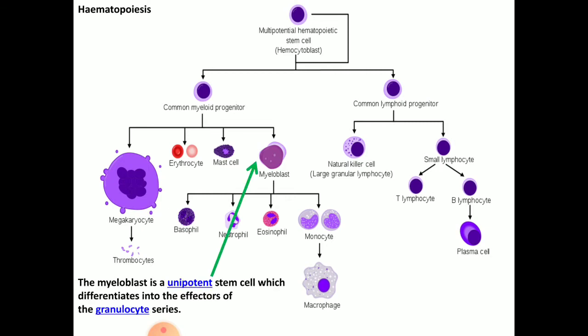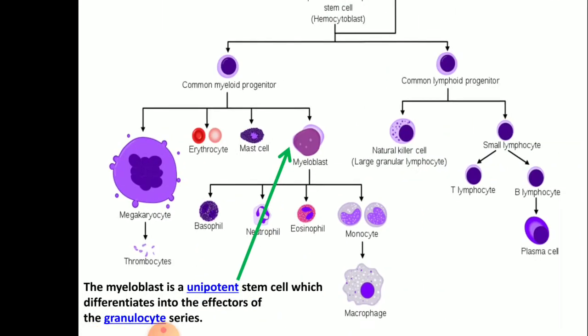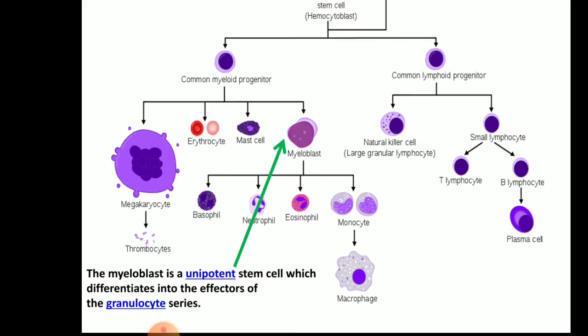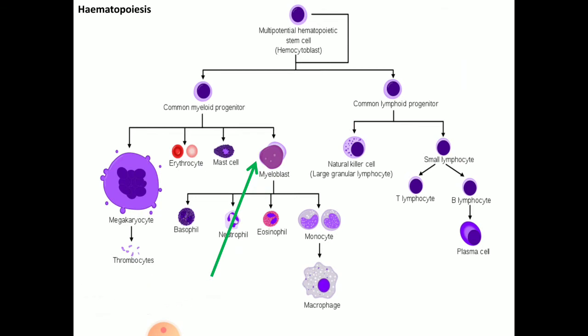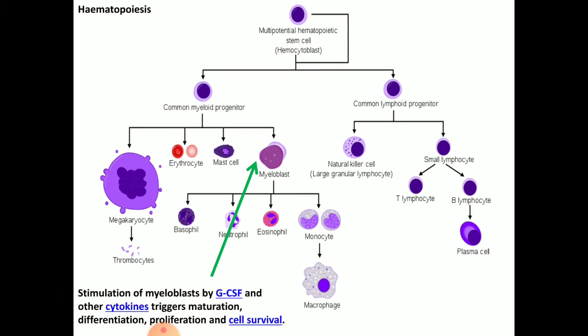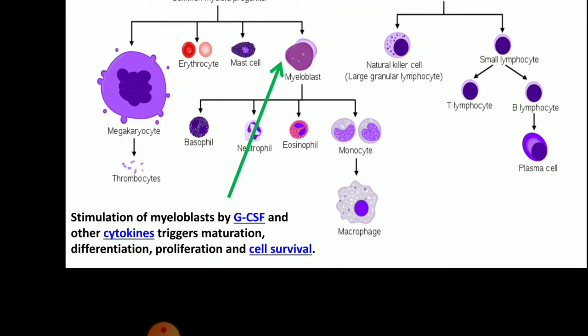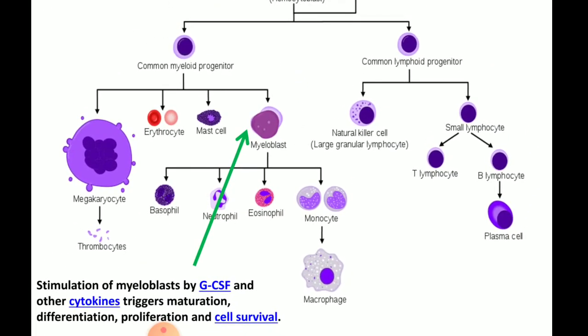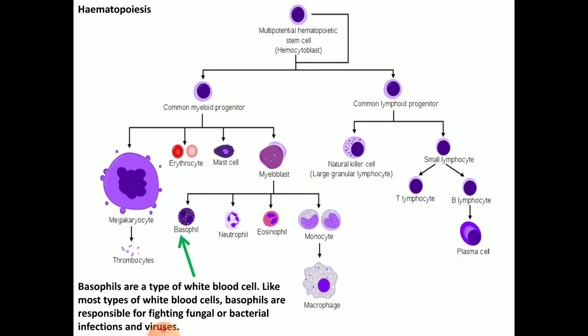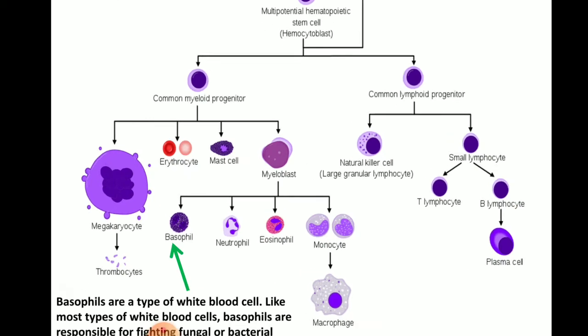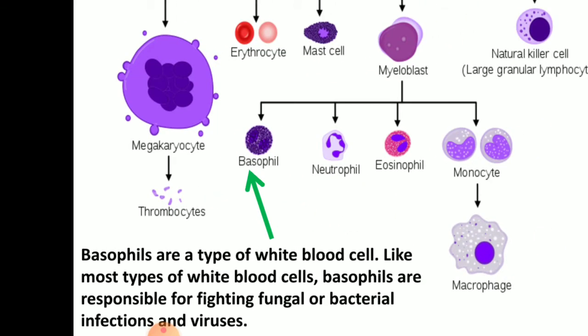The next kind of cells are the myeloblasts. This stem cell is differentiated into the effectors of the granulocyte series. Stimulation of myeloblasts by GCSF and other cytokines triggers maturation, differentiation, proliferation, and cell survival. So the first kind of granulocytes that are produced from the myeloblast are the basophils.